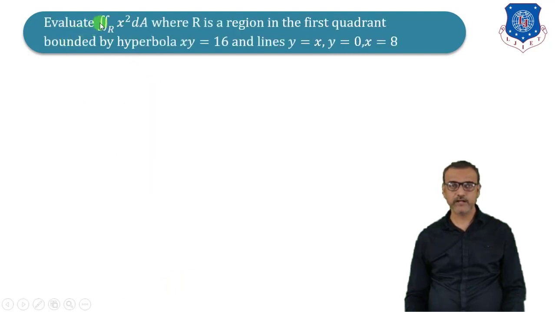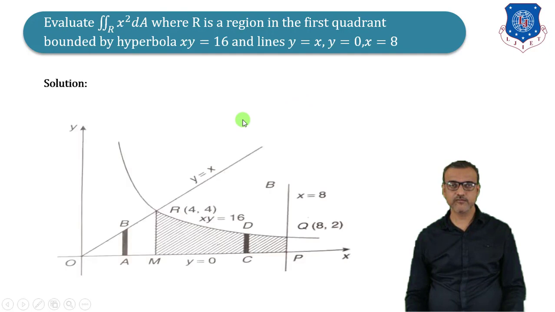Now evaluate the double integration of x square dA over a given region R, where R is a region in the first quadrant bounded by hyperbola xy equals 16 and lines y equals x, y equals 0, x equals 8. So here is the solution. See, this is the graph of xy equals 16, y equals x, y equals 0, and x equals 8. So first of all we have to find out the region of integration.